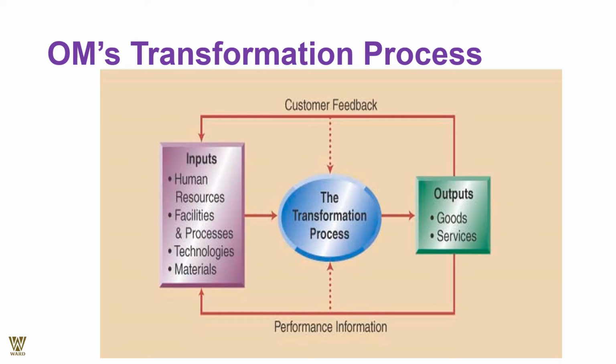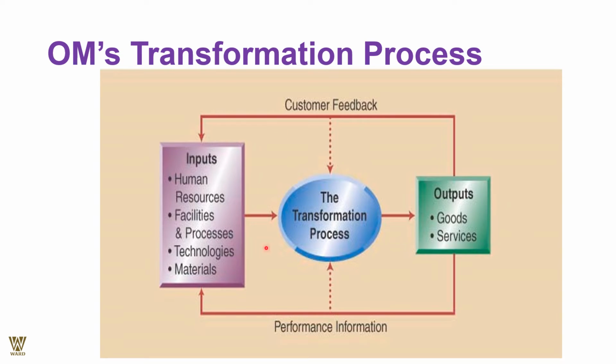So yes, the previous chart which I wanted to give you as a pictorial representation, if you look into it, this is the input: your men, material, and money, or should I say human resources, facilities and processes, technologies and material. There is something called transformation, and this is completely an operation management job, which transforms into an output in terms of goods and in terms of services.